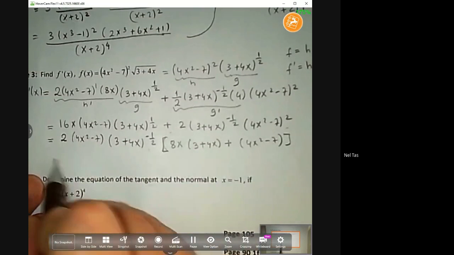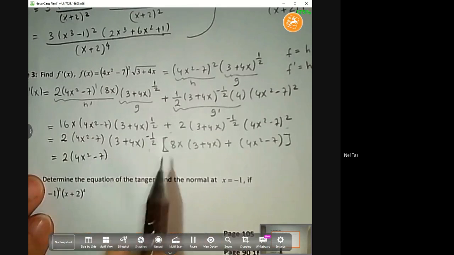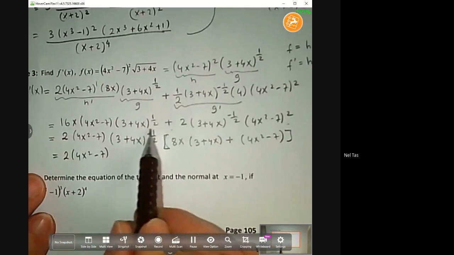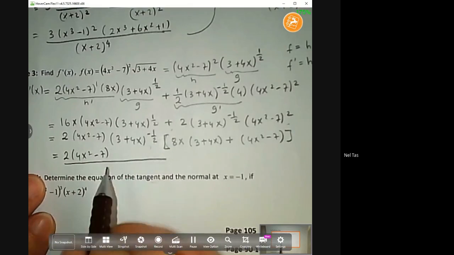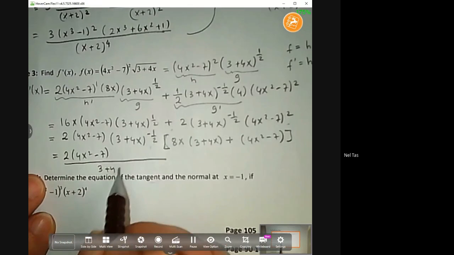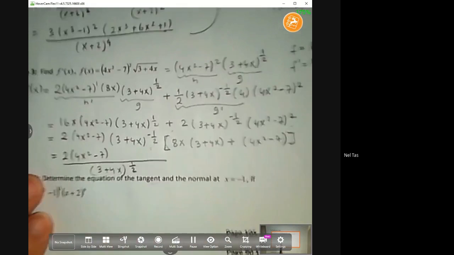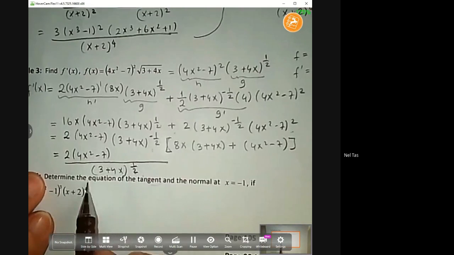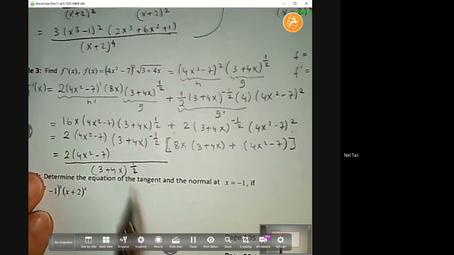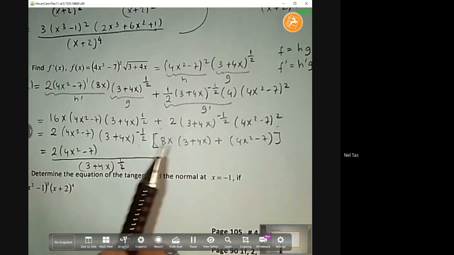Now let's simplify inside. At the same time, let's get rid of this negative exponent. So move it to the denominator. Remember, when you are simplifying, negative exponents are not allowed. So you need to get rid of it at the end. You can either use rational exponent or you can put it as square root. Okay. So now let's simplify this.